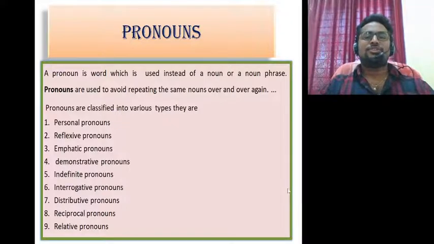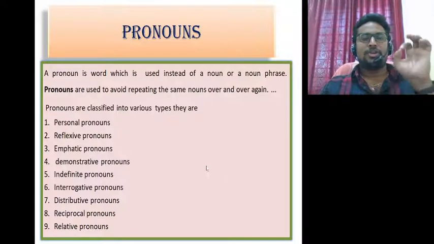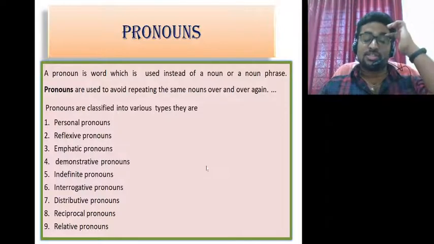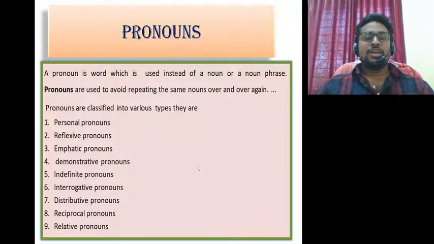In this class today we are going to discuss pronouns. In the previous class we finished the noun. What is a noun? How many types of noun do we have? Where do we have to use it? We discussed that in the previous class. In today's class we are going to discuss pronouns.